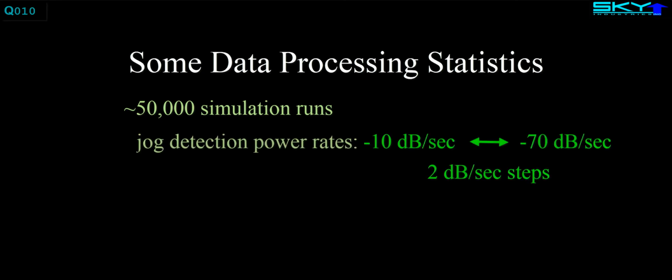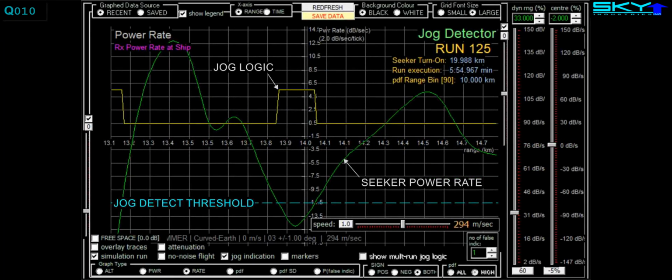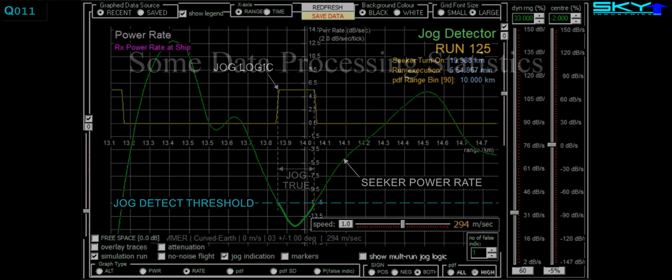In this project, there are about 50,000 simulation runs comprising all the various test cases. These runs were processed for various jog detection power rate threshold values, because remember we have a very simple jog detector in this little demonstration study. It's based only on rate. The jog logic signal is true while the measured seeker power rate is lower than the threshold value. And we're going to look at many different threshold values.